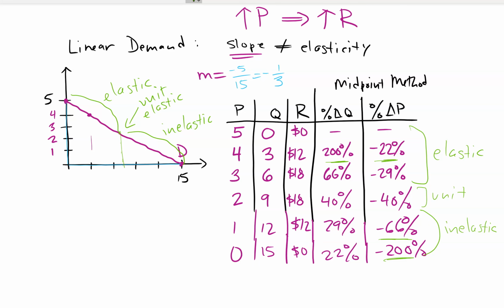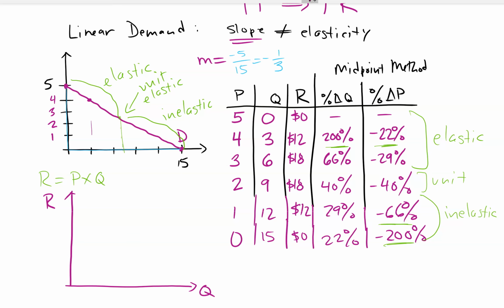And actually, we can draw our revenue curve from this. So revenue, remember, is price times quantity. And here we can draw a revenue curve on this, using the same quantities, and here's our revenue. And so our revenue is just a graph of all those areas of revenue. And so we're going to find that our revenue does this.